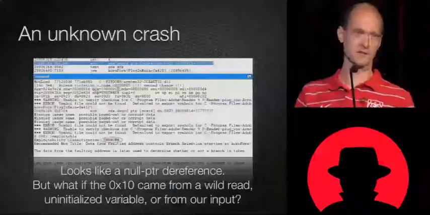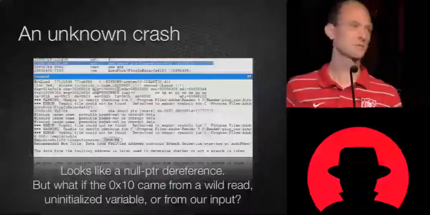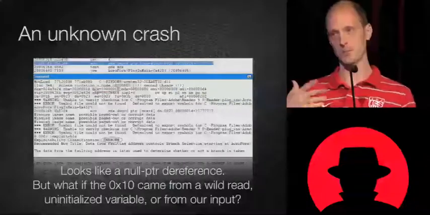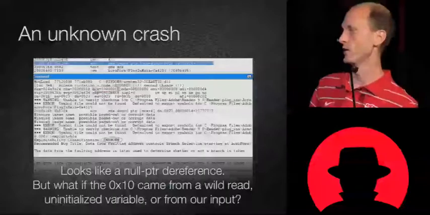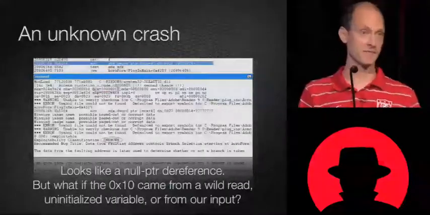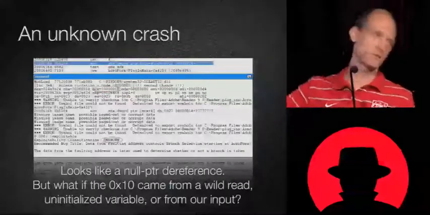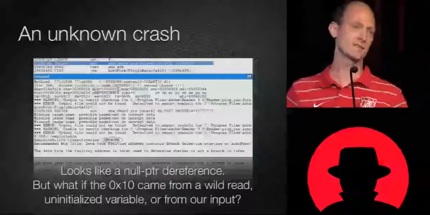Or maybe the 10 or the 0 or wherever came from an uninitialized value, right? So from some buffer that hadn't been initialized, and had I arranged things, I could have controlled that. Or maybe that 10 came from my input, right? I had this big file, maybe there was a 10 in there, and it used that, and I could have set it to anything I want.